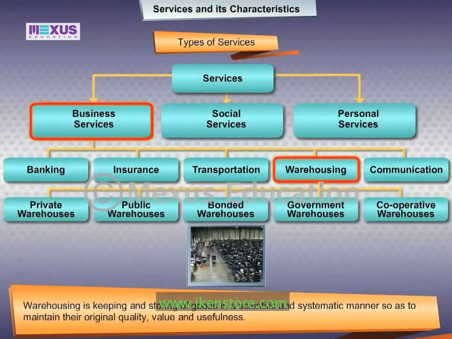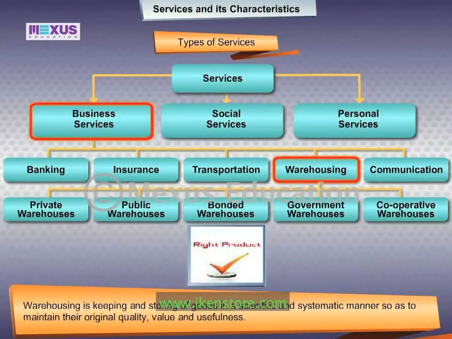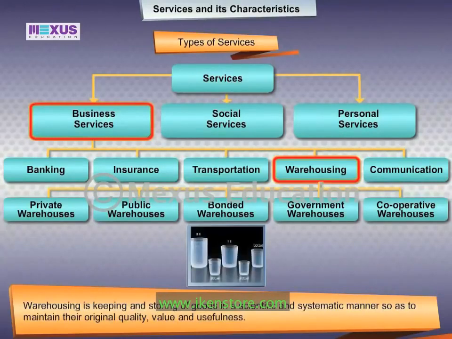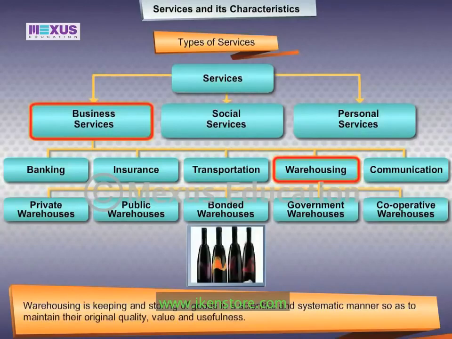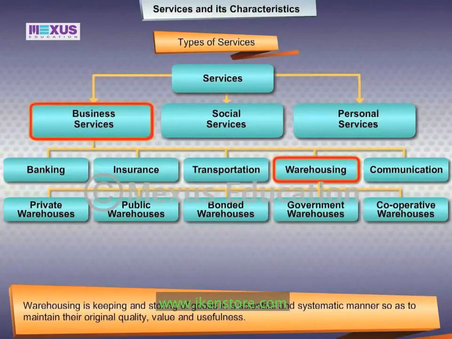Warehousing. Warehousing is keeping and storing of goods in a scientific and systematic manner so as to maintain their original quality, value and usefulness. It is warehousing that makes the right commodity available in the right quantity at the right place in the right time in the right physical form at the right cost. There are different types of warehouses like private warehouses, public warehouses, bonded warehouses, government warehouses and cooperative warehouses.